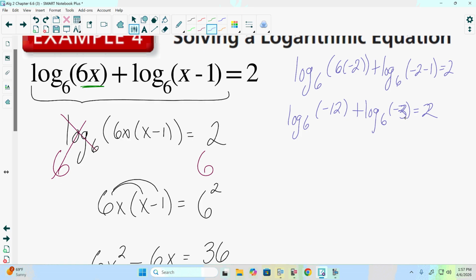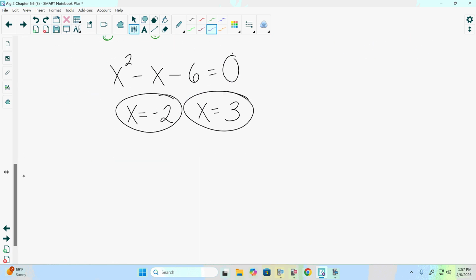We're done. Now the question is, why did it work to begin with? It's our product property. If I have 2 logs with the same base being added together, we can write it as a product. Negative 12 times negative 3 is positive 36. But I can only use that if we can actually evaluate the logarithms to begin with. I can't. So that means that one doesn't work. It has to be 3.